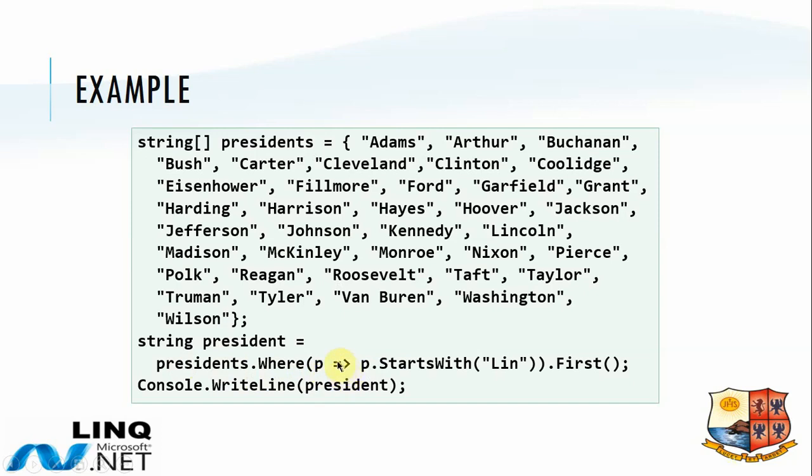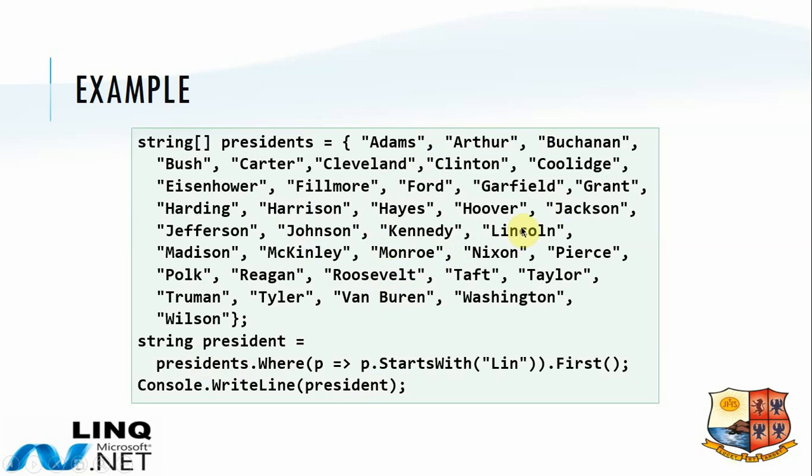short form, just a range variable, P goes to P dot StartsWith LIN. What is StartsWith? That's a string operation, if you remember. It's a string operation, starts with LIN. It will return all the words which start with LIN because it is going through each and every president. So however many presidents have LIN in the beginning, all those would be returned. Imagine if two persons' names start with LIN.